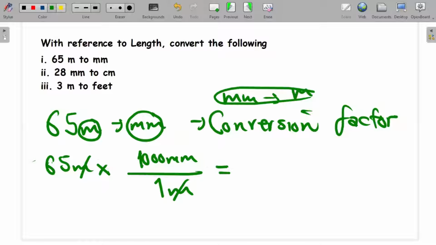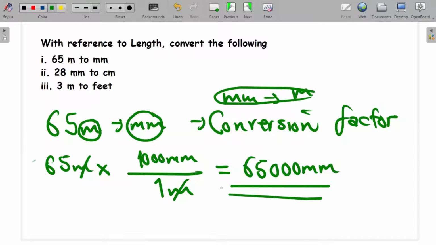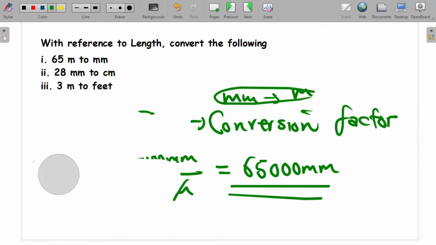So you multiply 65 by 1,000, what answer are you going to get? You're going to get 65,000 millimeters. And you've converted the 65 meters into millimeters. As simple as that. The same applies when you convert question 2 here, which is saying 28 millimeters to centimeters. We're going to apply the same basic knowledge.